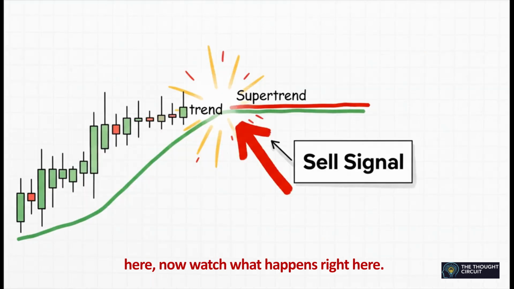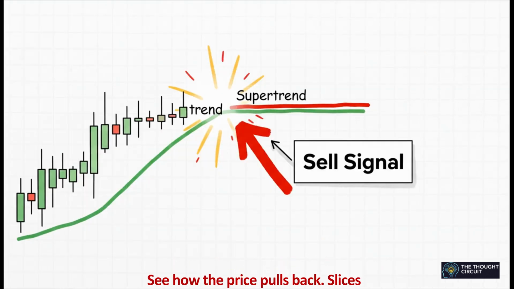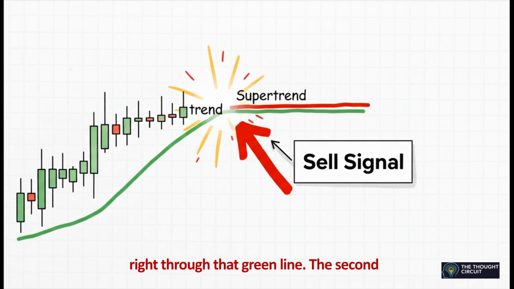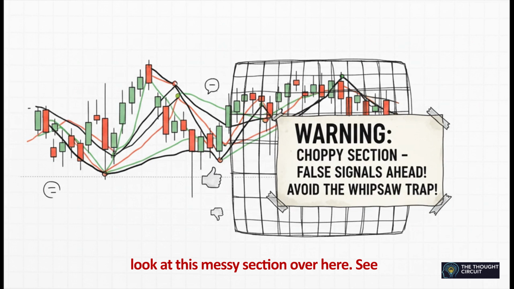Now watch what happens right here. See how the price pulls back and slices right through that green line? The second it does that, bam, the indicator flips from green to red and jumps up above the price. That is your exit signal. If you're holding the stock, that was your data-driven cue to sell and lock in the profits you made on the way up.